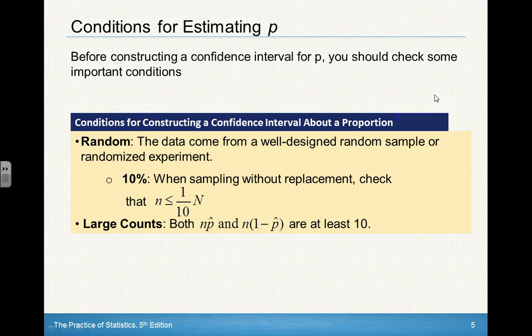And I need to have at least 10 successes and 10 failures. This is the number of successes. This is the number of failures. And it needs to be at least 10. This is the number of successes because it's how many times I tried multiplied by the proportion of successes that I get. So if I tried 50 times and 20% of the times I win, 50 times 0.2 would be 10.